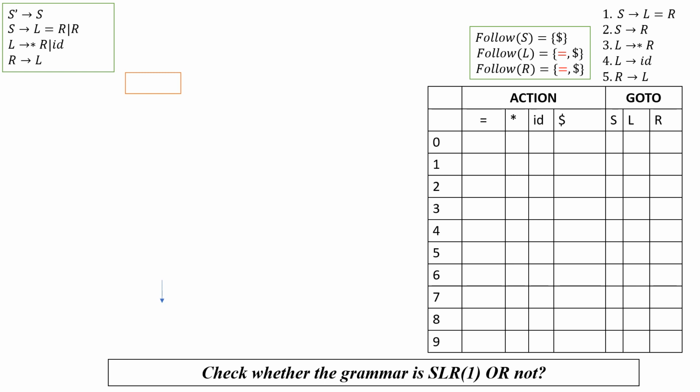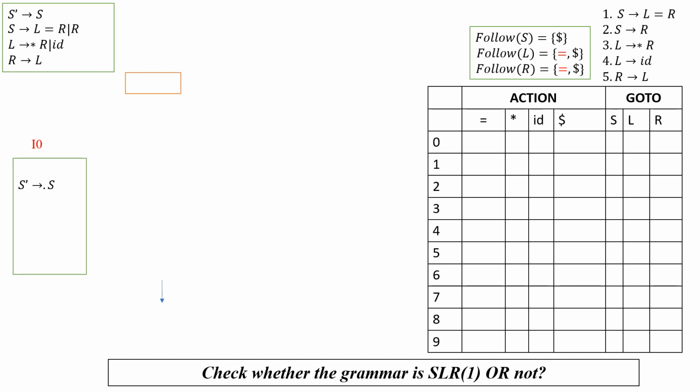Fine. Now let us start with the first item, that is I0. Let us construct the first canonical item, that is I0. So what is the first production? S' derives S. So what we have to do, we have to place the dot on the right hand side. We have not seen anything. So S' derives .S.